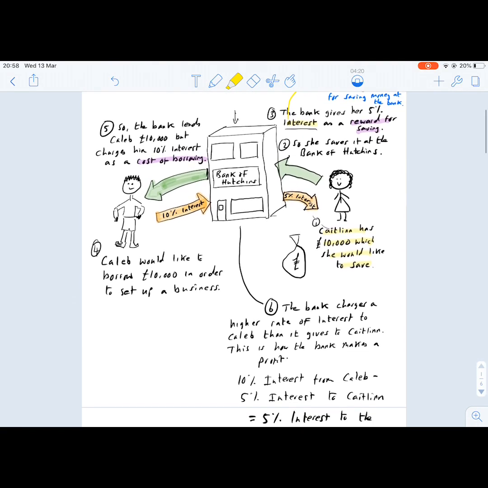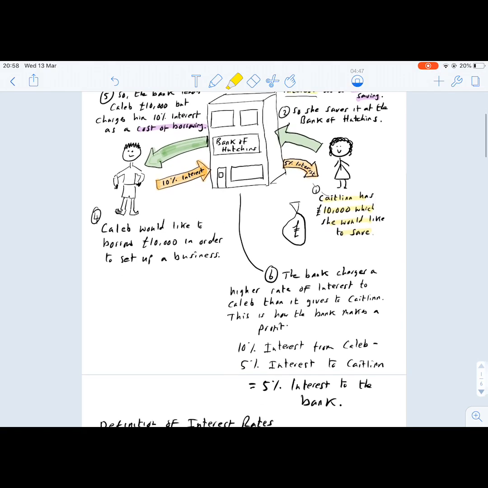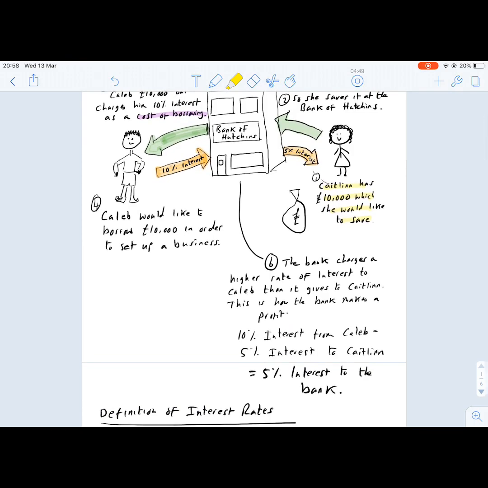So basically, the bank, which is a profit-making organisation, needs to make a profit. So their profit is the difference between the cost of borrowing and the reward for saving. So Caitlin has been rewarded with a 5% interest. Caleb has been charged 10% interest. So the difference between the two, which is 5%, therefore becomes the bank's profit.